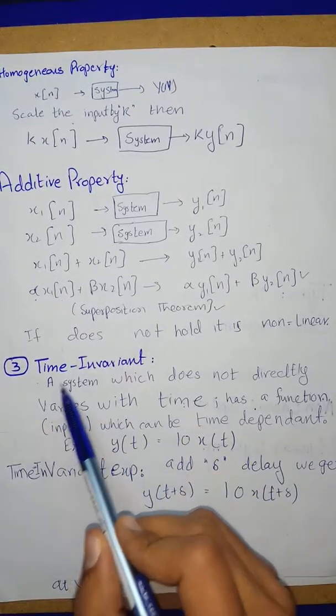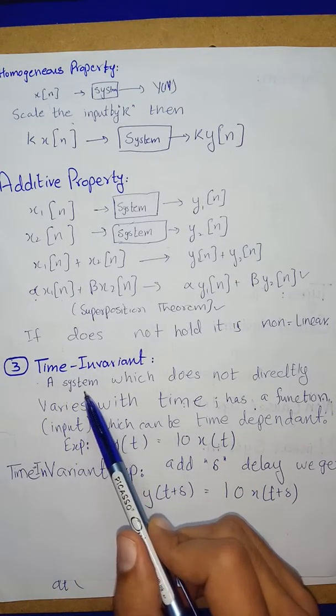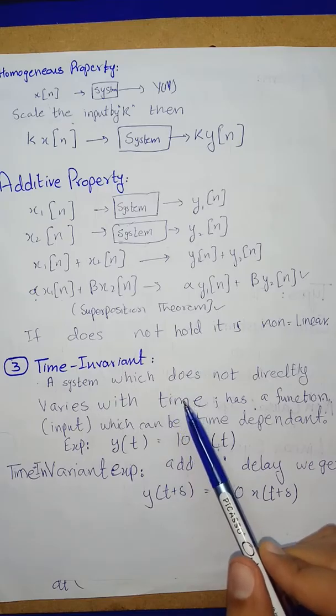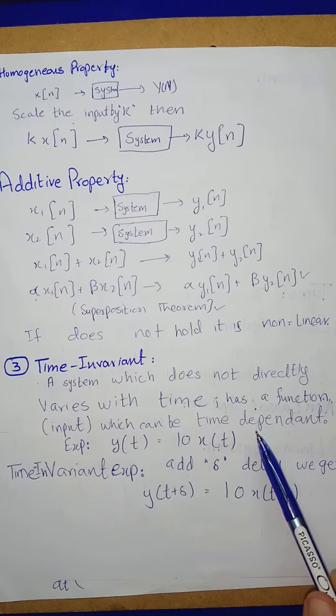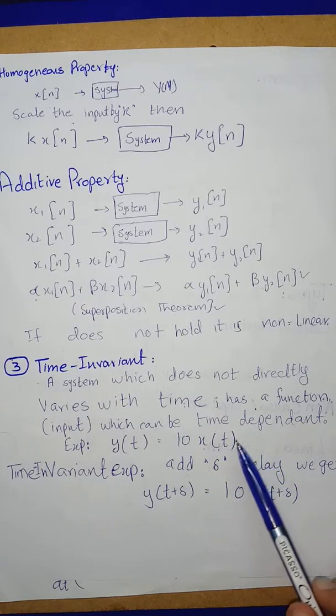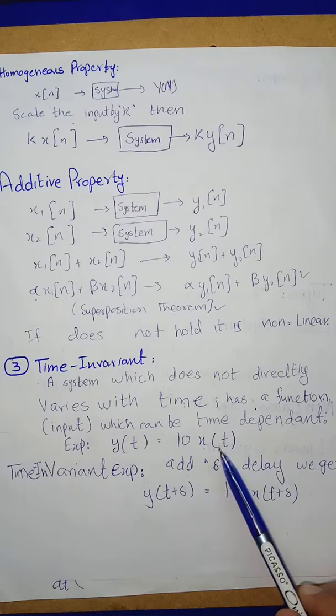The third type of system that we will discuss is the time invariant system. A time invariant system has a system function that is not a direct function of time. It means that it doesn't directly depend upon time. However, it might have an input that is dependent on time.